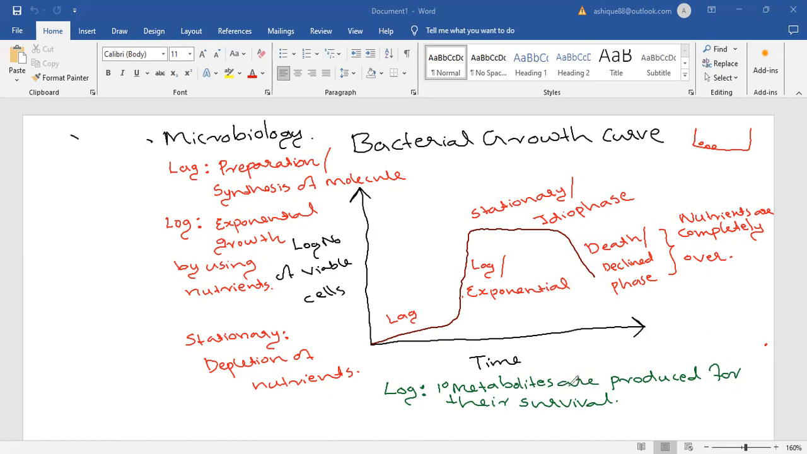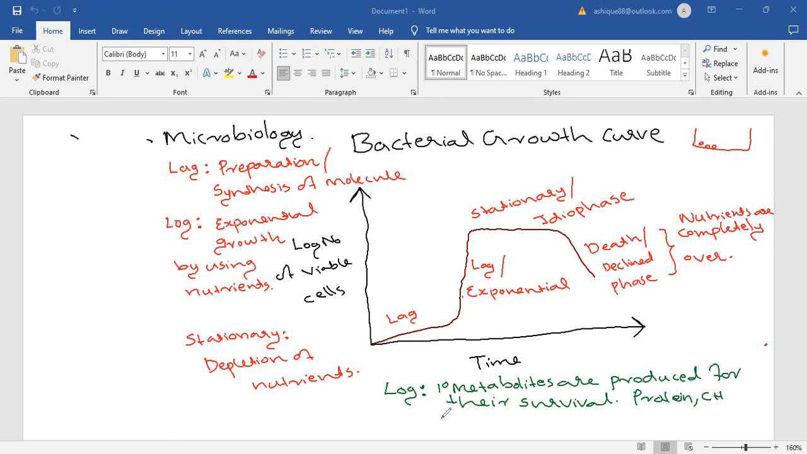Whereas primary metabolite means that which is very much required for normal growth, development or reproduction. Such chemicals are produced during the log phase or the exponential phase while the bacteria is growing. For their survival, they will produce primary metabolite. Protein is an example of a primary metabolite, or carbohydrate. Such chemicals are known as primary metabolites, produced during the log or exponential phase.